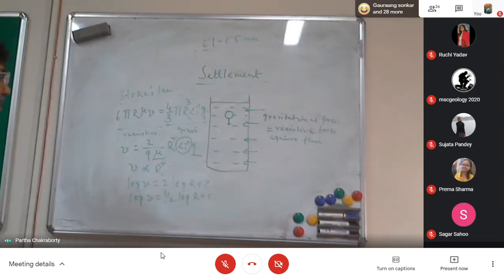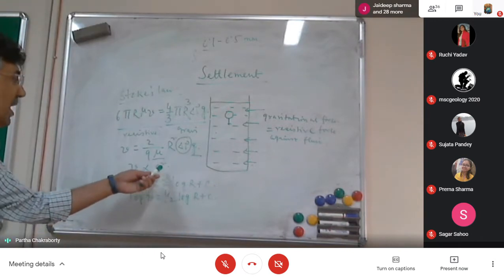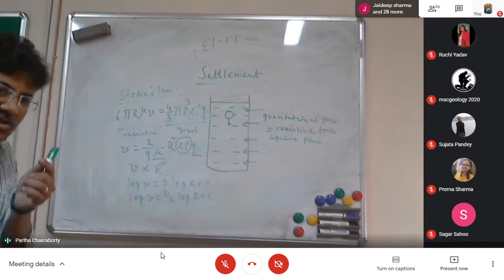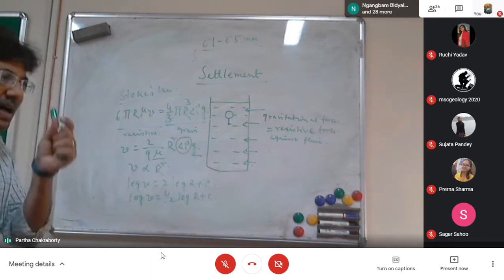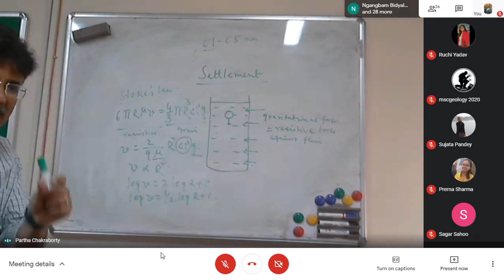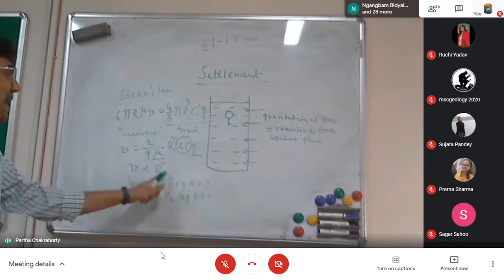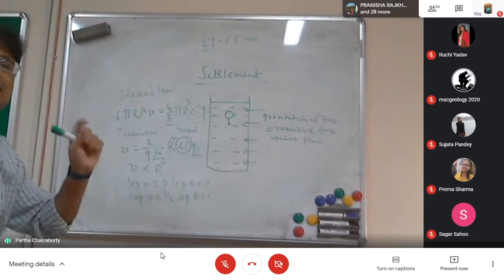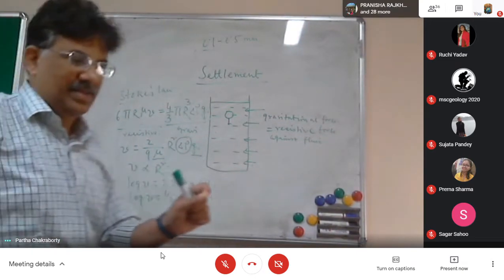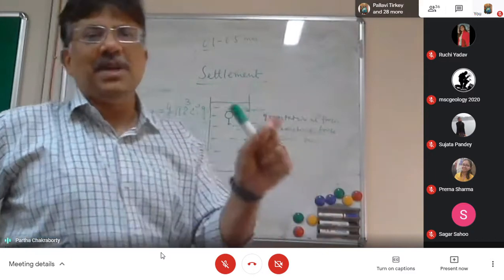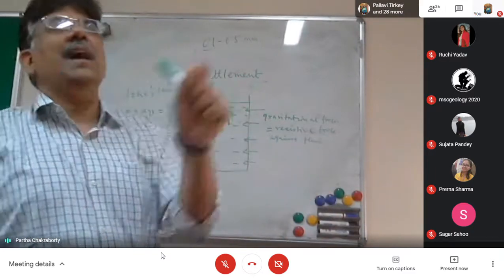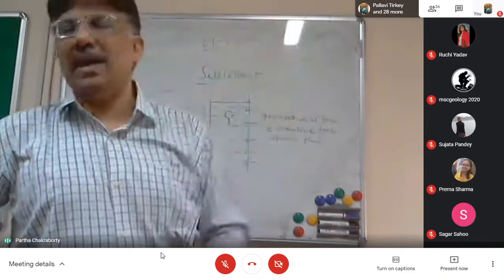Now, what are we actually trying to know? We are trying to know the size of the grain, R. And I am trying to reach it from the settling velocity of the grain. So the settling velocity of the grain gives me an idea of the size of the grain.